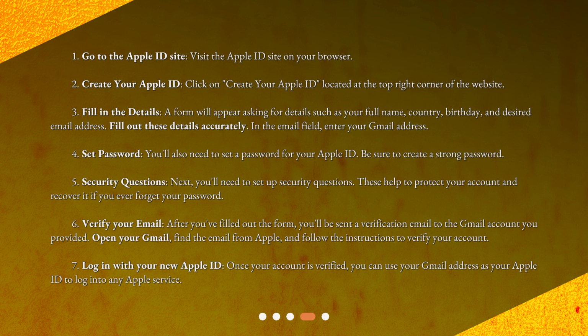3. Fill in the details. A form will appear asking for details such as your full name, country, birthday, and desired email address. Fill out these details accurately. In the email field, enter your Gmail address. 4. Set password. You'll also need to set a password for your Apple ID. Be sure to create a strong password.